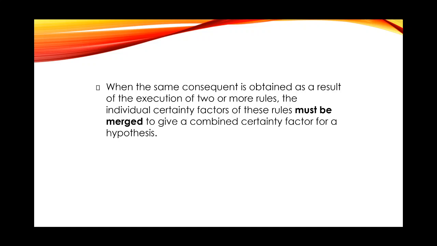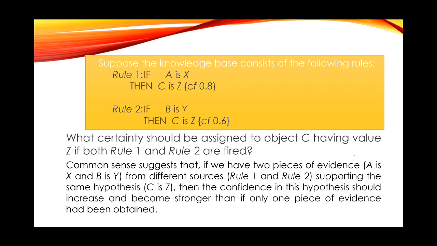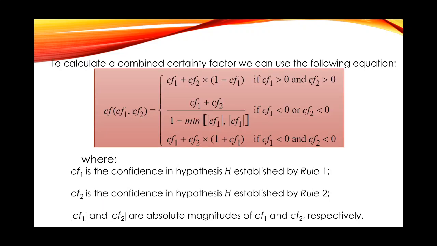When the same consequence is obtained as a result of the execution of two or more rules, the individual certainty factors of these rules must be merged using another formula. If we have only one single rule for this hypothesis, we are going to take this result. But let's say another rule, rule 2, also has this hypothesis as well. So we are going to merge them. How will the merging be done? Merging would be like this. This one you have seen in ISP 542 as well, right?